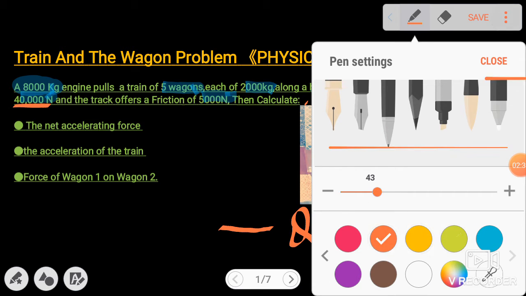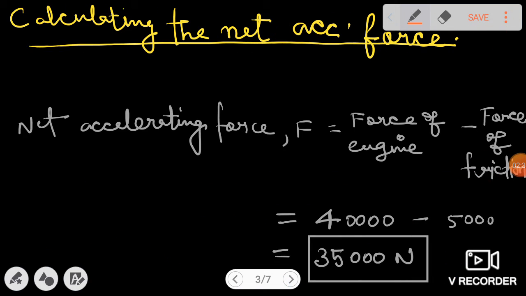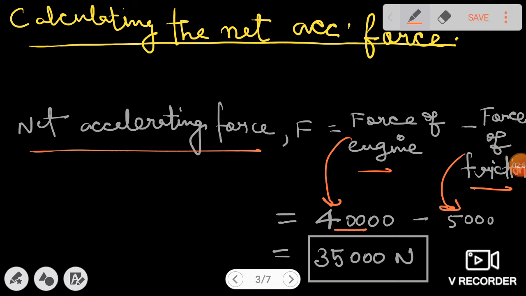The question is pretty simple. We have to calculate the net accelerating force. The net accelerating force is equal to the force of engine minus the force of friction, which will be equal to 40,000 Newton minus 5,000 Newton, which will be equal to 35,000 Newton. So here the net accelerating force is 35,000 Newton.